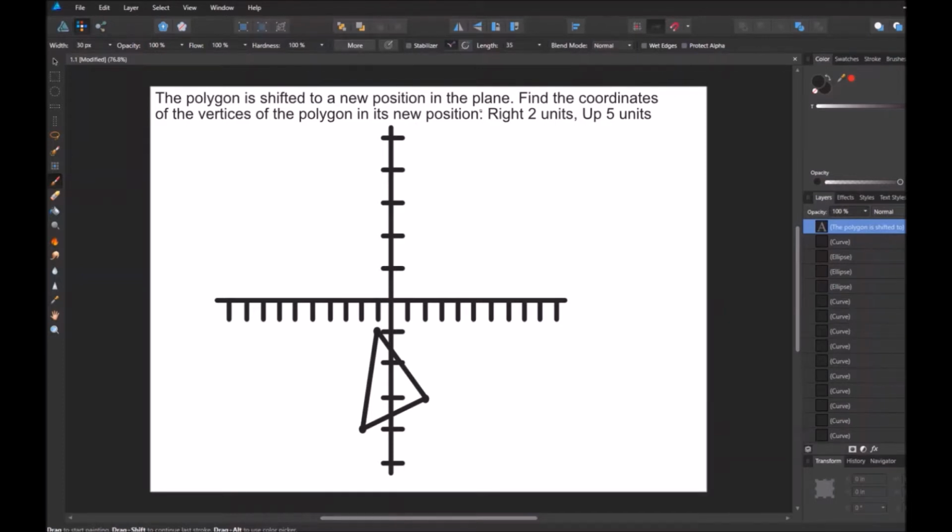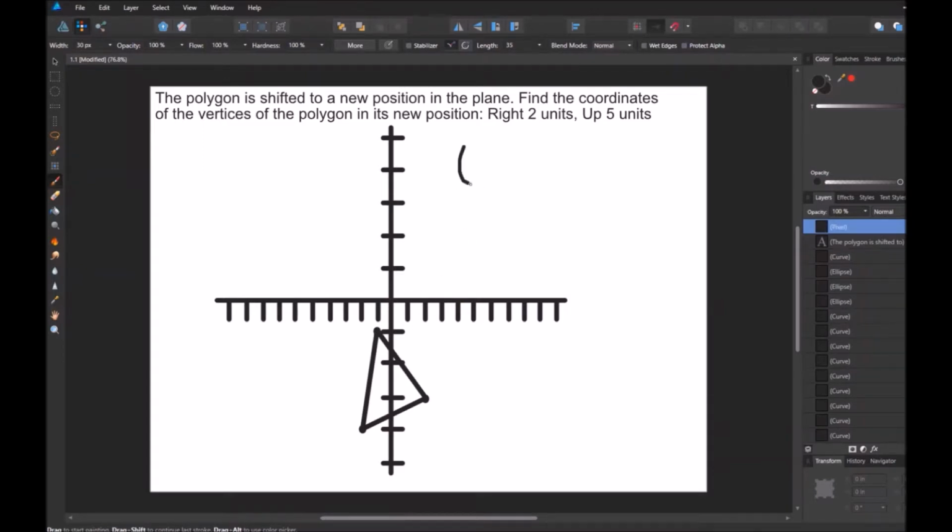Okay, so in this question the directions we're given are: the polygon is shifted to a new position in the plane. Find the coordinates of the vertices of the polygon in its new position. And they tell us that these are the vertices of the original triangle. We have -1, -1, -2, -4, and 2, 3. And they say that each of these points are moved to the right 2 units and up 5 units. So, in order to figure out where the new vertices would be, all we have to do is perform this action on these points here.